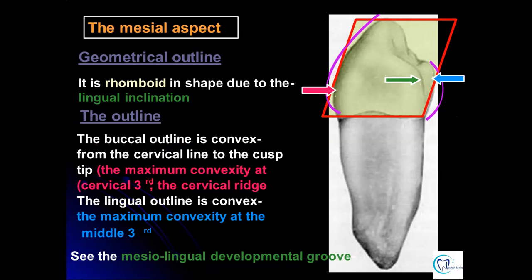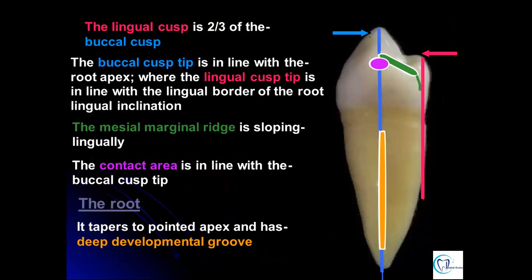When we see the lingual outline, again it is convex, but the convexity is seen in the middle third. Also, we can appreciate the mesiolingual developmental groove from the mesial view. When we see the anatomical landmarks from the mesial aspect, the lingual cusp is 2/3 the height of the buccal cusp. The buccal cusp, we can appreciate, is in line with the root apex, whereas the lingual cusp tip is in line with the lingual border.